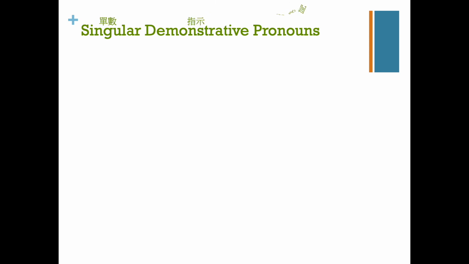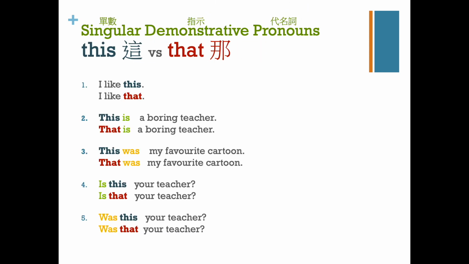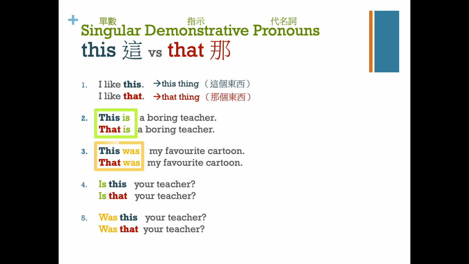So, singular demonstrative pronouns are this and that. When you say I like this, you mean this thing. I like that means that thing. Present tense, you use this is or that is. Past tense, this was, that was. Present tense question, is this, is that. Past tense question, was this, was that.